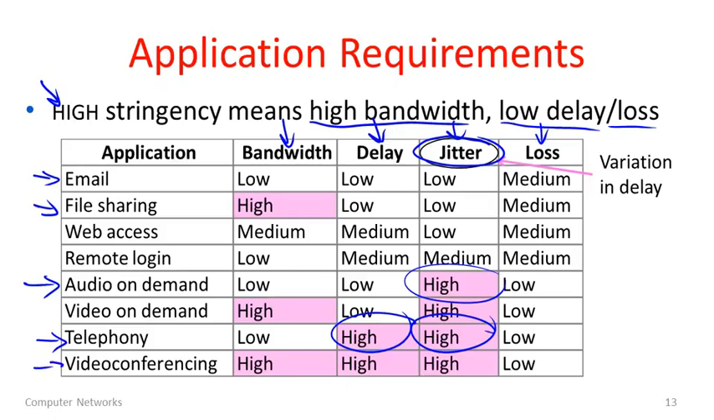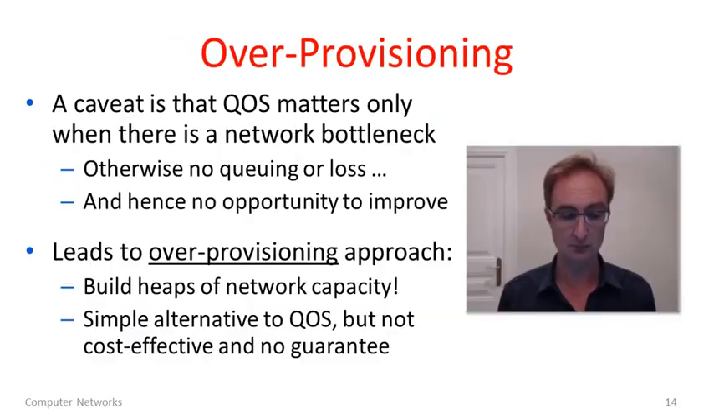And video conferencing, well, much like telephony, but I've said here that we have a highly stringent need for bandwidth because video is just going to require more bandwidth out of the network. So the point from this table of takeaways is different applications have different needs, and you can think a little from the application to understand what they are.